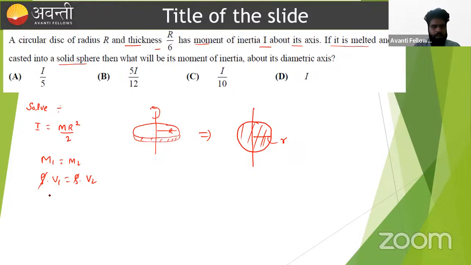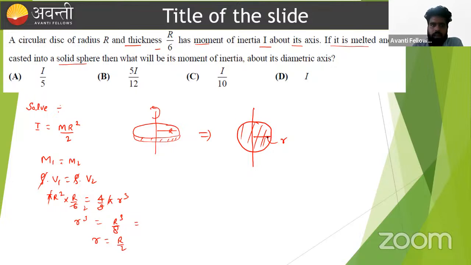The volume of the disk is pi r square, that is the area, into thickness. What is the thickness? R by 6. And the volume of the sphere is 4 by 3 pi r cube, where small r is the radius of the solid sphere. Here pi and pi cancel out, and if we solve this, r cube equals R cube upon 8. So the radius is nothing but R by 2.